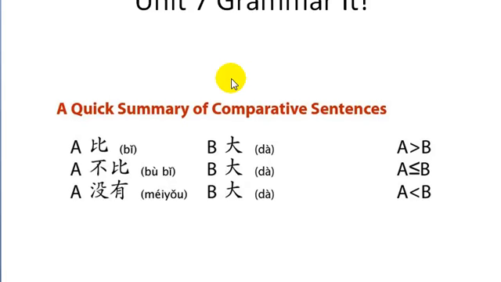So here's a quick summary of what we just saw. A is greater than B, A is less than or equal to B, A is less than B. So we have A 比 B 大. Okay, A is greater than B. A 不比 B 大. Okay, A is less than or equal to B. A 没有 B 大, right? A is less than B. It's not as big as B.